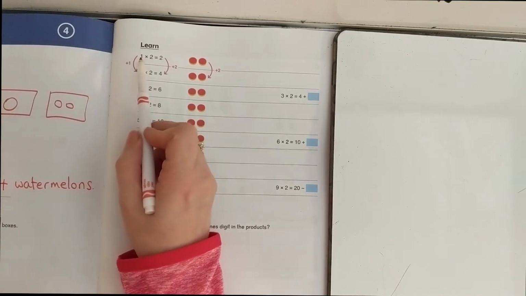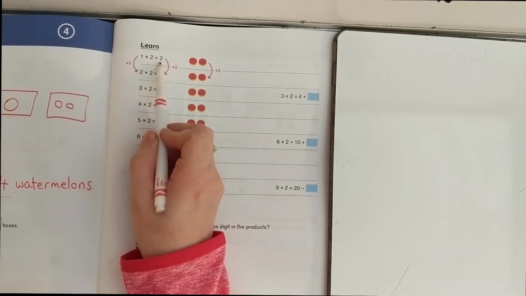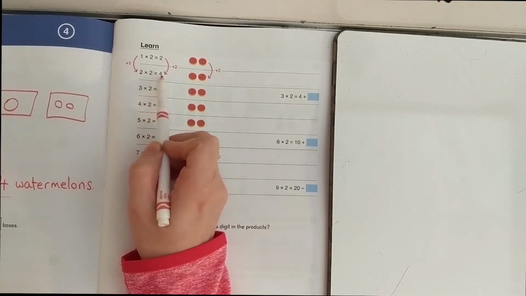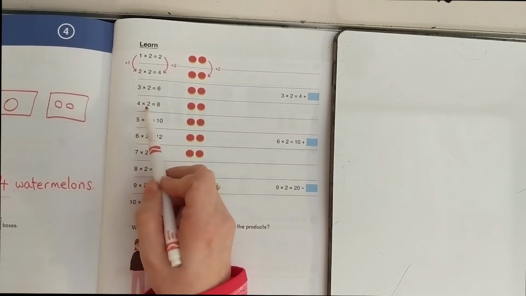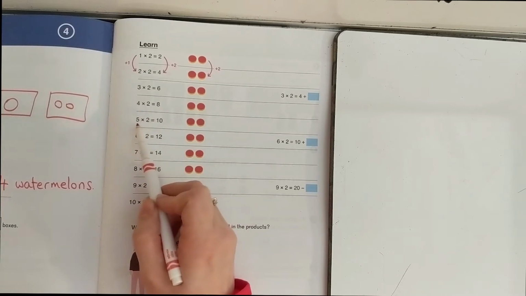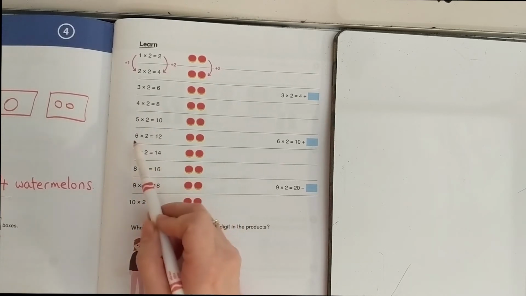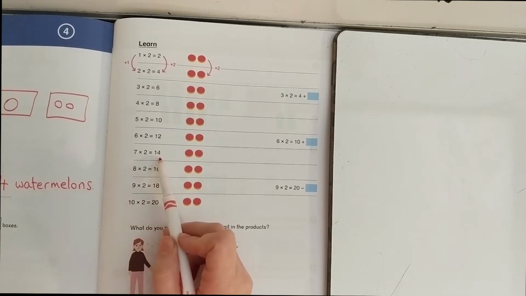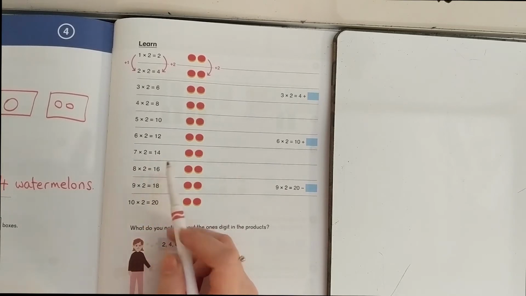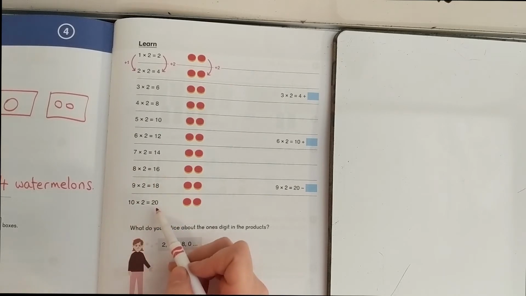Here we have 1 times 2 is 2. 2 times 2 is 4. 3 times 2 is 6. 4 times 2 is 8. 5 times 2 is 10. 6 times 2 is 12, 7 times 2 is 14, 8 times 2 is 16, 9 times 2 is 18, and 10 times 2 is 20.